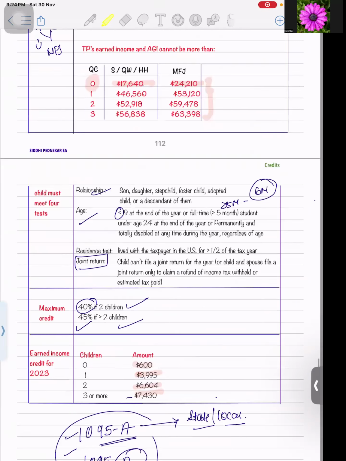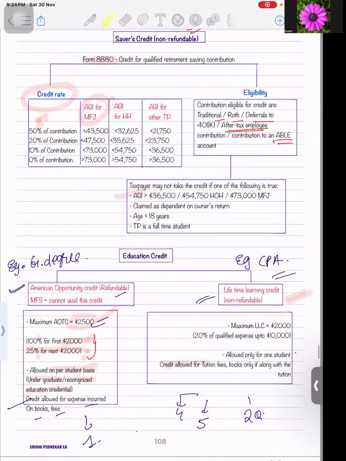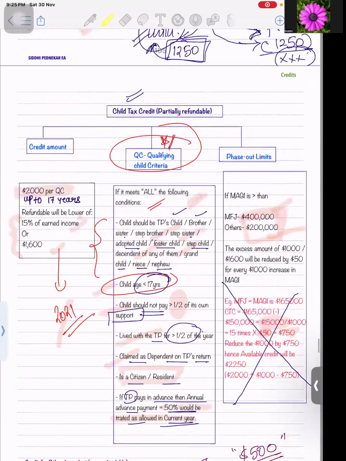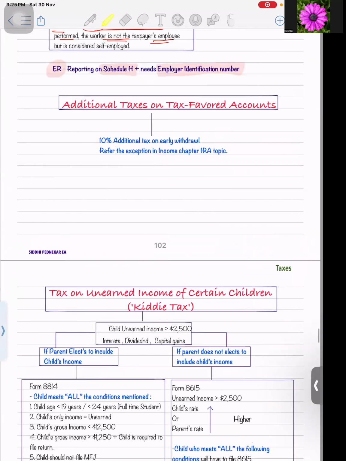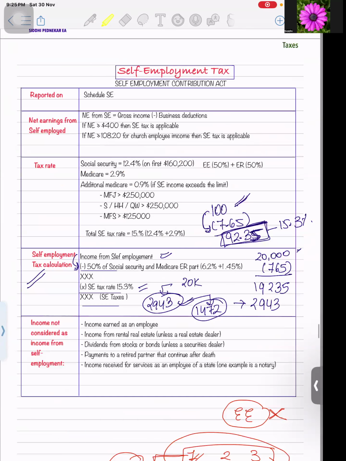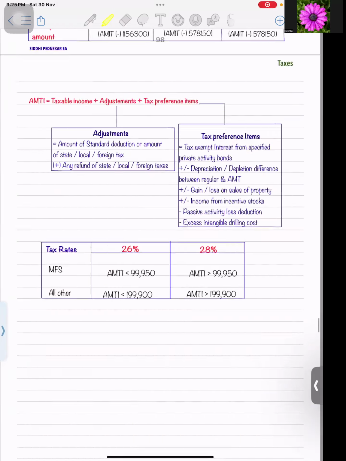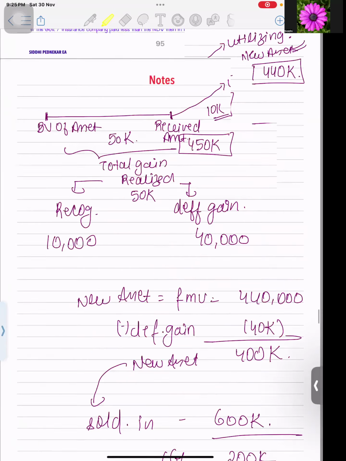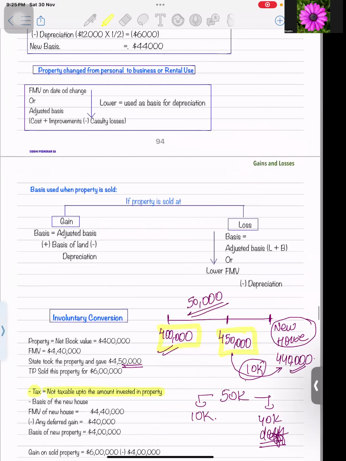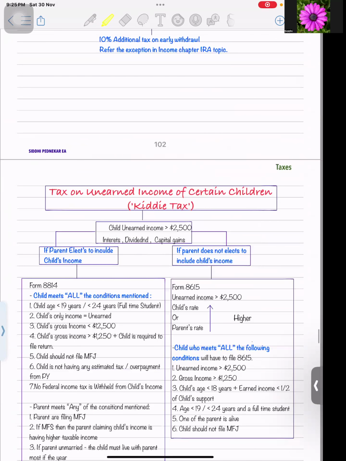Next topic we are going to start in a few minutes will be the credits. We are going in the reverse manner. Credits will not take that much time. We'll quickly complete the credits chapter. And then I think today we are able to complete the credits. In the evening, we'll start with the taxes. Yes. Evening we'll be able to stretch a little bit more. Taxes and then gains and losses. Yes. Okay. All right, guys.